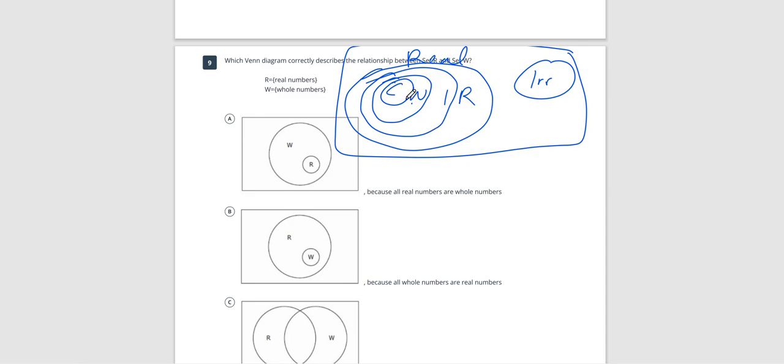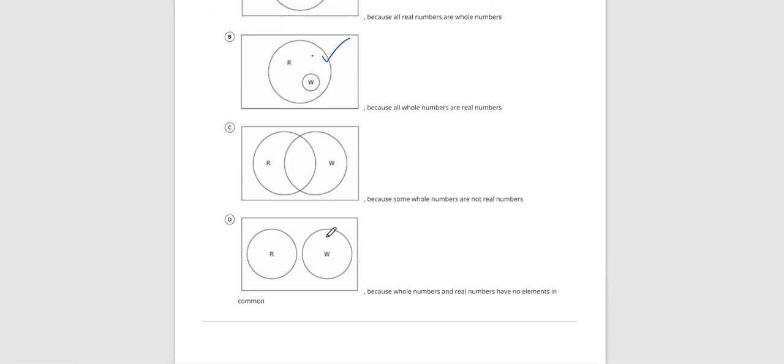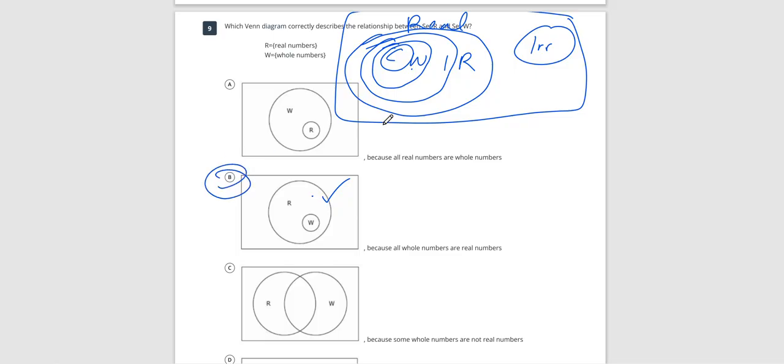Okay, now we're going to remember that. Car wins in race, so we'd have the whole and real numbers. I think that's my answer right there. Yeah, that's going to be my answer. The whole, you see that circle, is in the big real numbers.